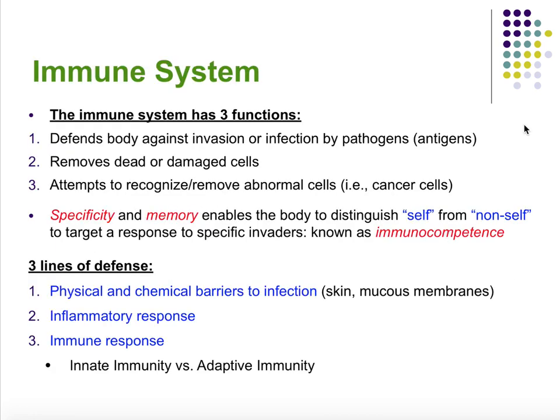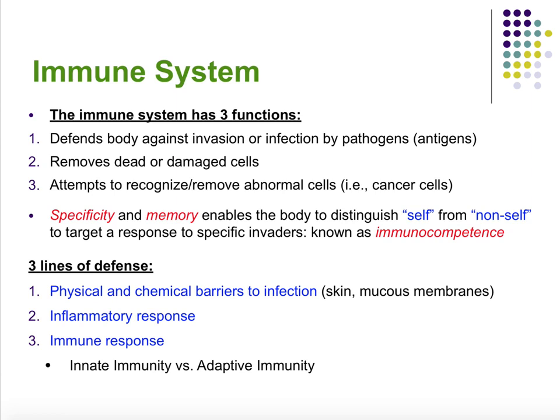So let's review the immune system. So what's the purpose of the immune system? Well, number one, it defends our body against foreign invaders. So bacteria, viruses that can infect us, our immune system will try to eliminate. Number two, it also removes our own cells that have died or been damaged. And then number three, it attempts to recognize and remove abnormal cells. So mutated cells like cancer cells, which we discussed last week.